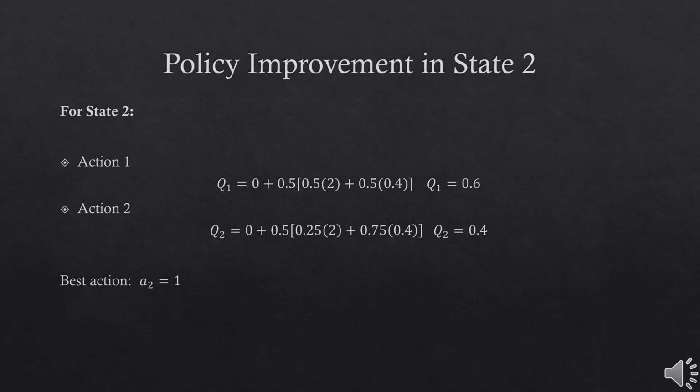Next, we repeat the same process for state 2. We calculate the expected return for each available action using the current value estimates. The comparison shows that action 1 generates a larger expected discounted reward than action 2. As a result, action 1 becomes the preferred choice in state 2. Since improvements were found in both states, a new policy is created and another iteration is required.